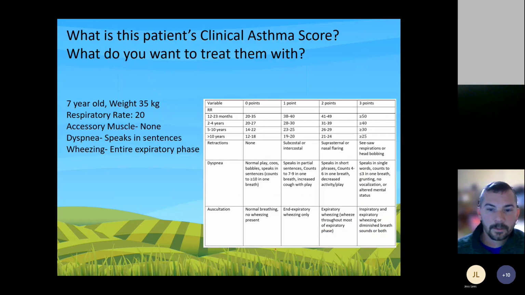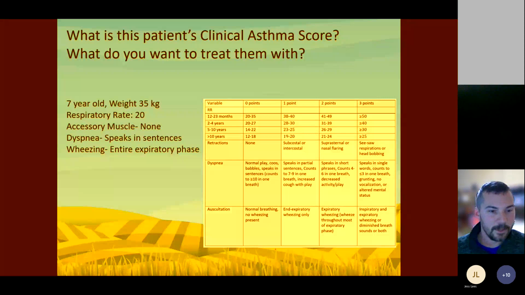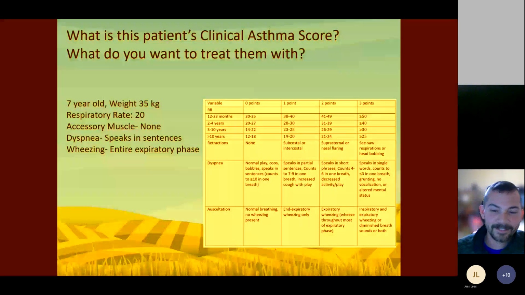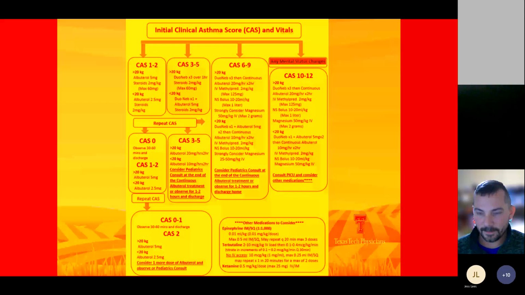So real quickly, we'll come through, and if anybody wants to chime in. You have a 7-year-old that comes in, 35 kilo, respiratory rate of 20, accessory muscle use none, dyspnea, speaks in sentences, wheezing, have a little bit of expiratory wheezing. What would you do? Anybody want to throw something out there? What would your practice do? You didn't know this was going to be interactive. Nobody. Okay, fine. We're going to go.